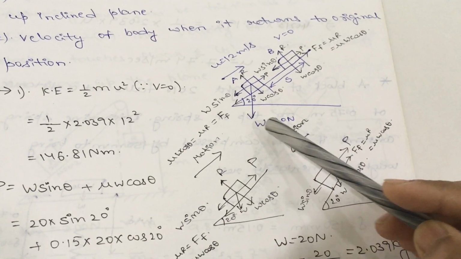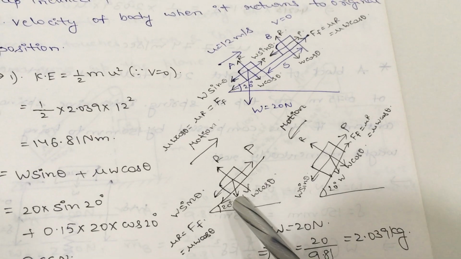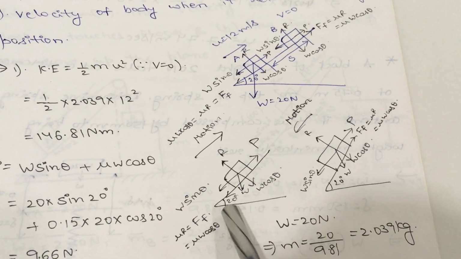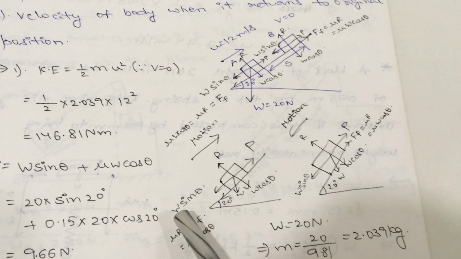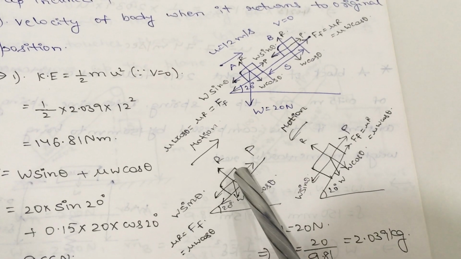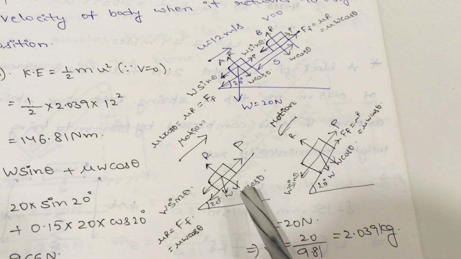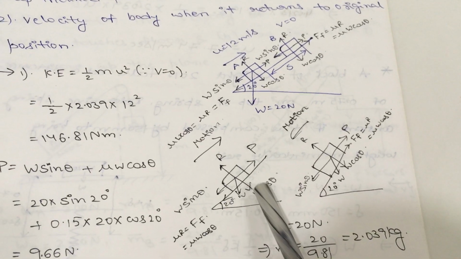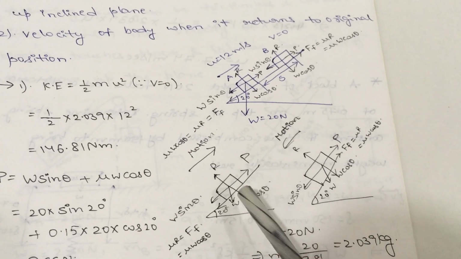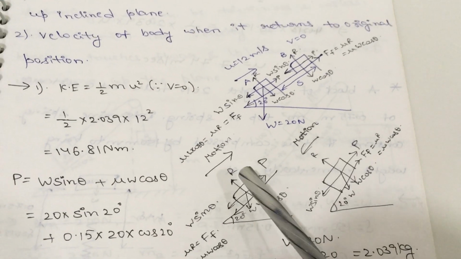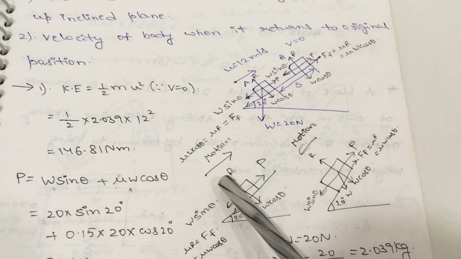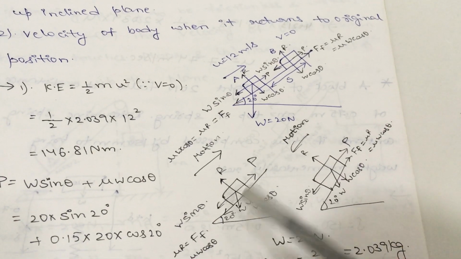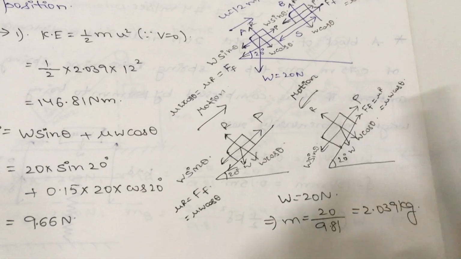So we need to resolve this W force. According to the resolution and the inclination value of 20 degrees given here, you will get W sin theta in the downward direction and W cos theta in this direction. And in the free body diagram you will get the R reaction force in the upward direction, and P is acting in the upward direction, along the inclined plane. Now observe the free body diagram here.